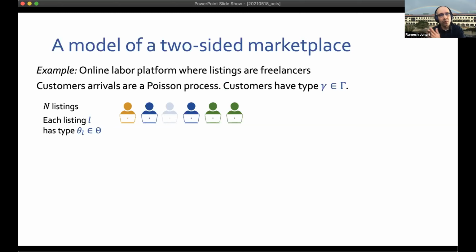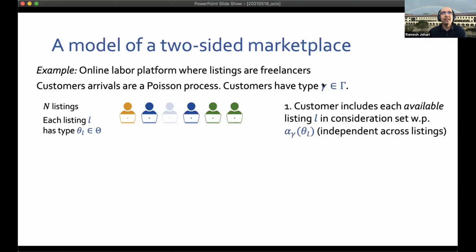Customers arrive one by one over time according to a Poisson process, and customers are also heterogeneous. They have some type that's indexed by gamma. Now, when the customer arrives, there's two stages through which we formulate their discrete choice model. The first thing they do is they sample listings from the market into a consideration set with a probability alpha gamma of theta L. So this probability depends on the type of the customer and the type of the listing.